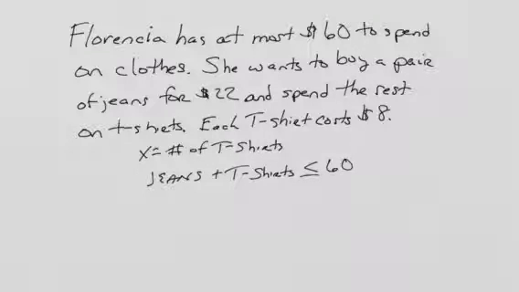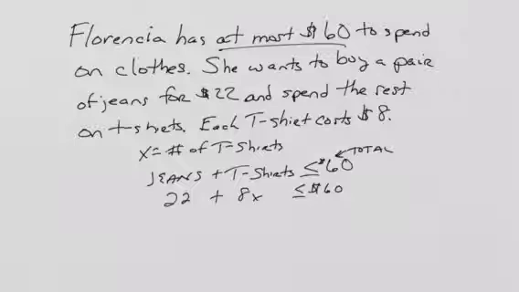Can she spend $60? Well, it says at most $60. So that tells us that she can spend $60. So when it says at most, that means yes, you can spend $60. So the jeans are $22, plus 8x is less than or equal to $60, the total amount she wants to spend. And so we subtract 22 from each side. We get 8x is less than or equal to, and 60 minus 22, I believe, is 38.